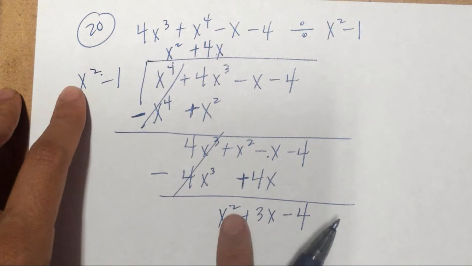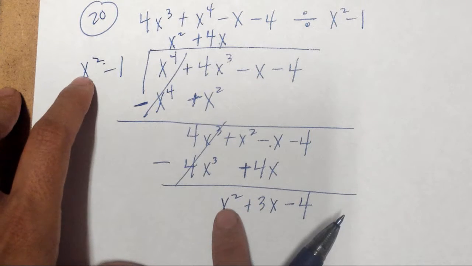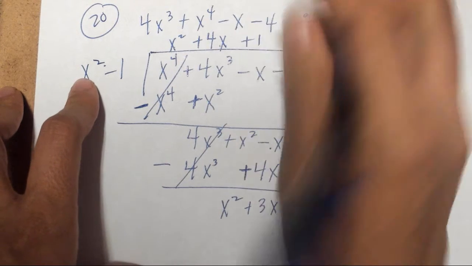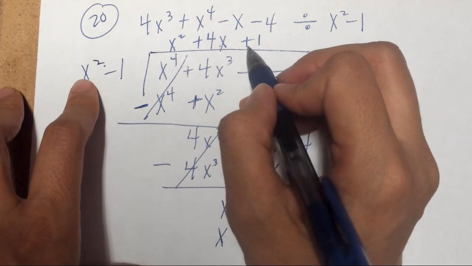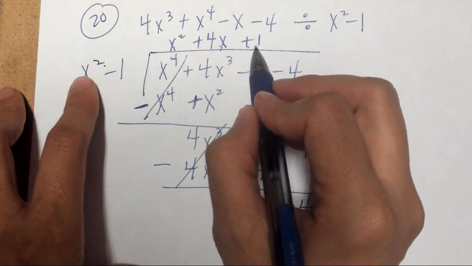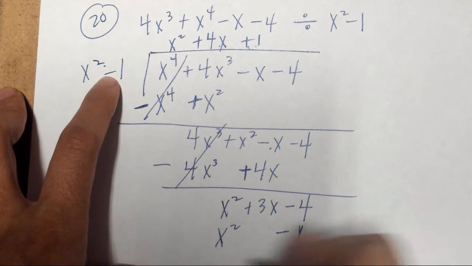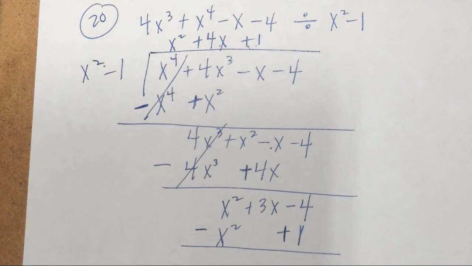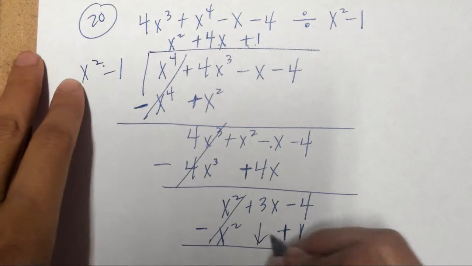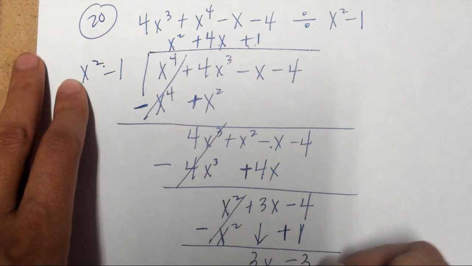Alright, can x squared still go into x squared? And the answer is yes. If I multiply this guy by 1, you get x squared. So x squared times 1 is x squared. Now I'm going to multiply. Same process again that I've been doing. 1 times x squared is x squared. 1 times negative 1 is negative 1. Draw the line. Change the sign. This guy cancels. Bring this down so you get 3x. Negative 4 plus 1 is negative 3.